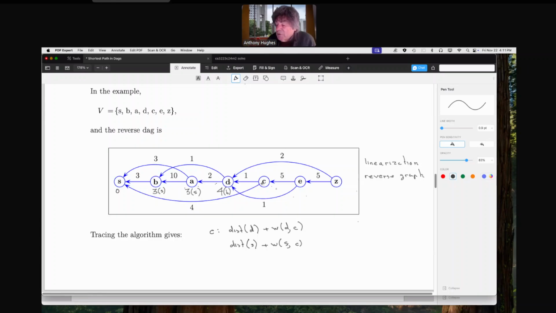So if we're looking at C, we backtrack, we can go directly to D, or we can go directly to S. So in this case, the distance to D is 4, plus the weight of D to C is 1, so that gives us 5. The weight is 0 here, and coming across is 4. That's equal to 4. So this again wins. So we're going to get 4 here, and it is coming from S directly. Okay, 2 more to go.